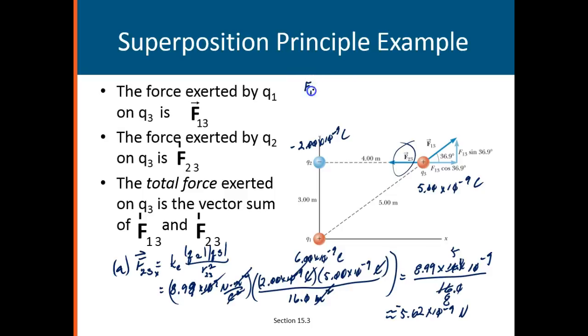F13 is equal to, and it's a force, the magnitude of this force, that's what we're dealing with now, is 8.99 times 10 to the 9th Newton meter squared per Coulomb squared, times, and these are both positive, so I'll just leave them like that, it's 5 times 6, which would be 30.0, times 10 to the minus 18 coulomb squared, divided by, and that distance is 5 squared is 25.0 meters squared. Okay? Again, the meter squares go out, the coulomb squared goes out.